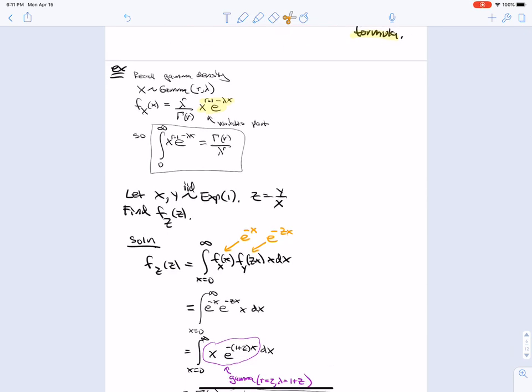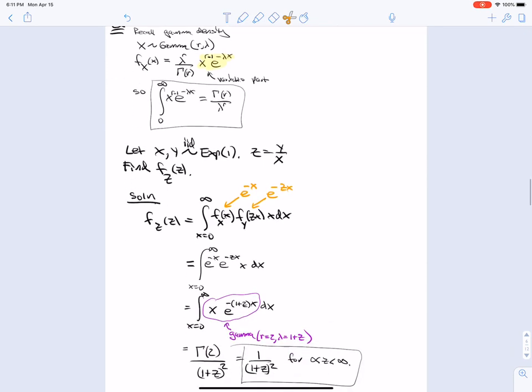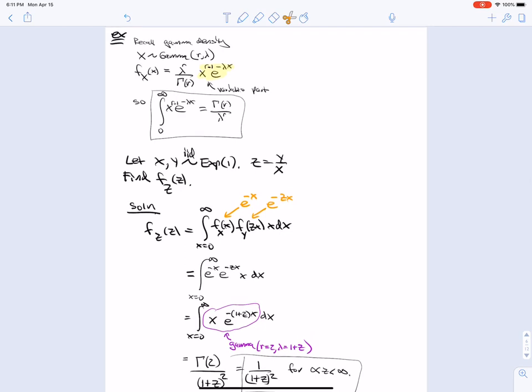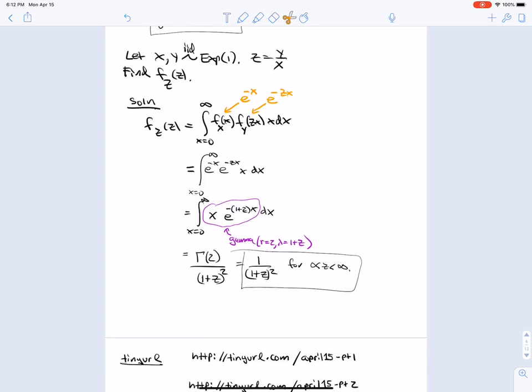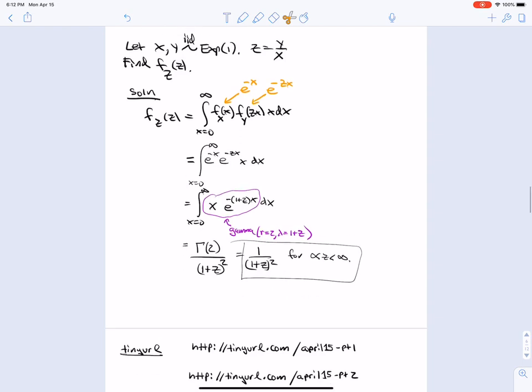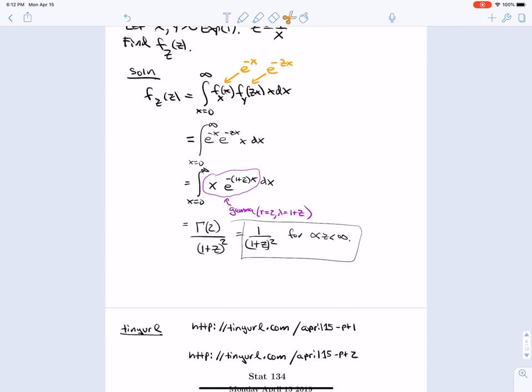So we did an example of a gamma here, noting that the integral from 0 to infinity of x to the r minus 1 e to the minus lambda x dx is gamma of r over lambda to the r. So applying that to this example, if X and Y are IID exponential 1, we want to find the density of Y over X. We apply our convolution formula, and we recognize that our integrand is a gamma, and we use that identity above to solve the problem, giving us 1 over (1 plus z) squared.